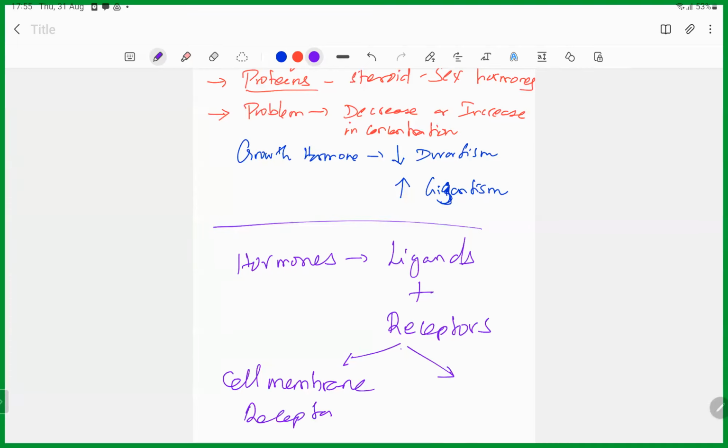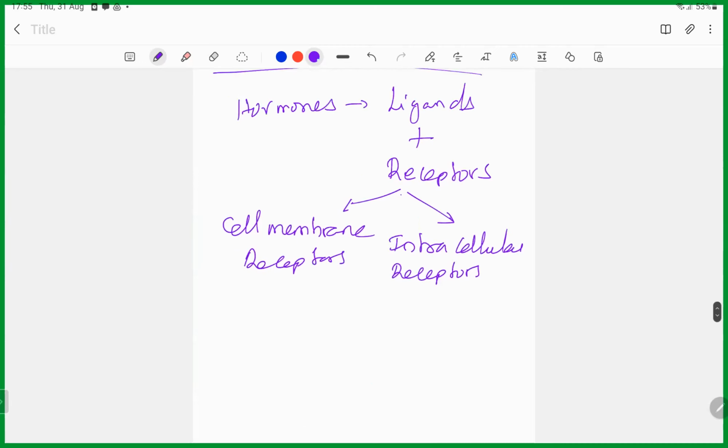Cell membrane receptor. And another one is called what? Intracellular receptors. Okay, cell membrane receptors and intracellular receptors.